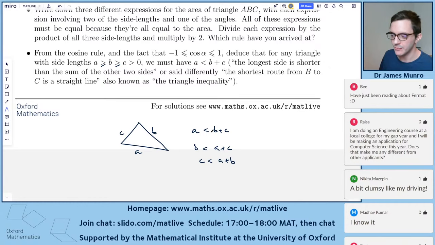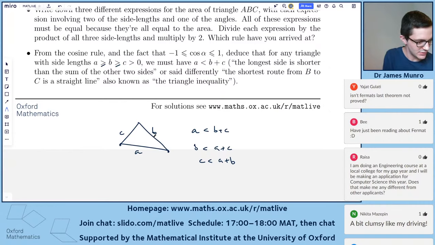In words, this just means that the distance between these two points is a shorter distance to go in a straight line rather than going via C and B. So this side length is shorter than going via the other two side lengths. Shortest distance is a straight line. Fermat's last theorem is proved. It's done. Andrew Wiles completed it, mate.